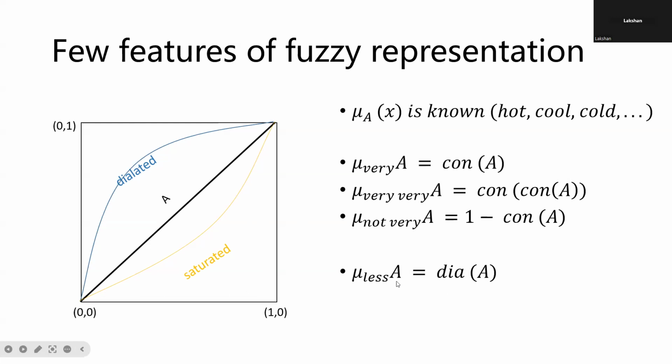If you want to say very, very less hot or less hot, it is dilation again, like this. Here we use concentration and we move into dilation like this. So that is how the notations work.